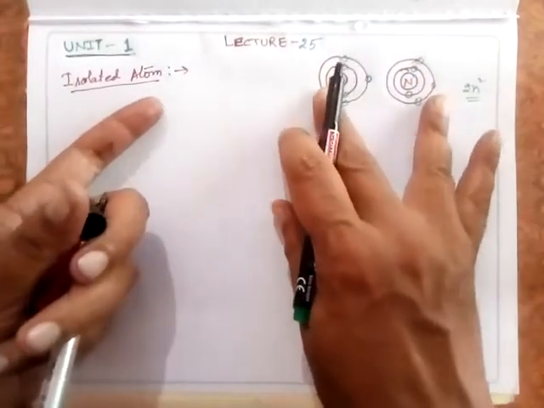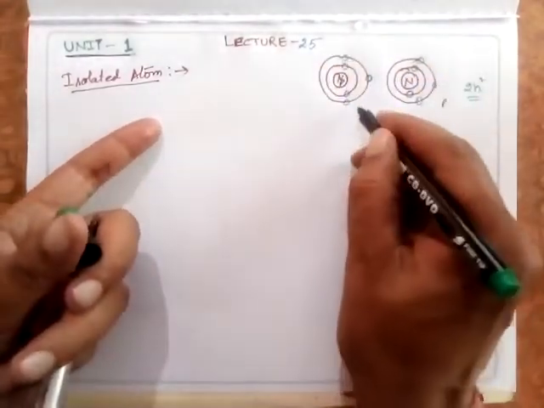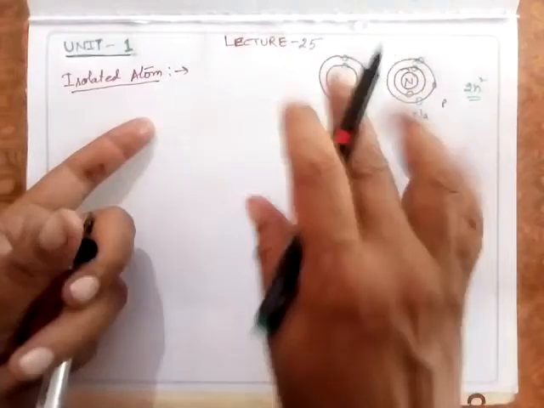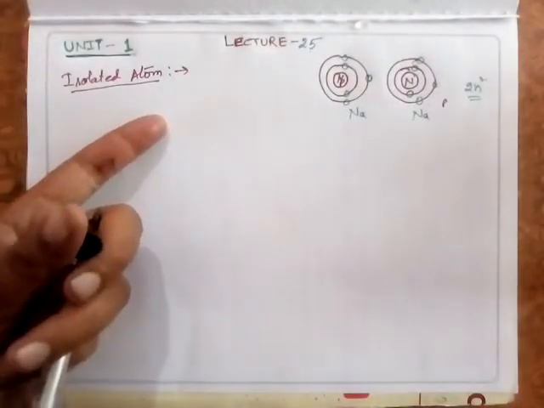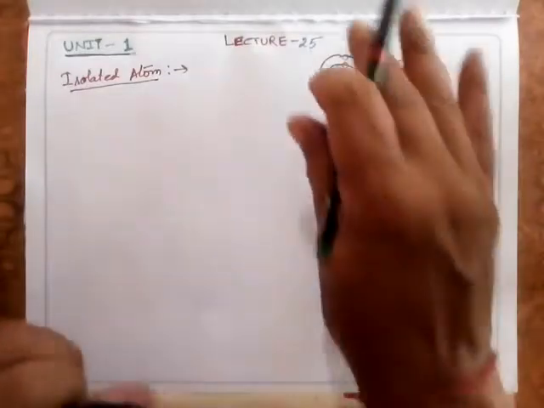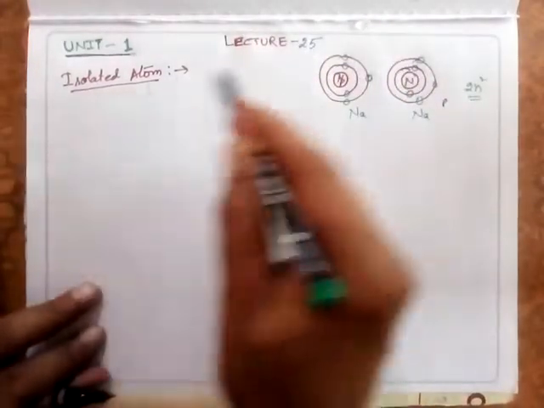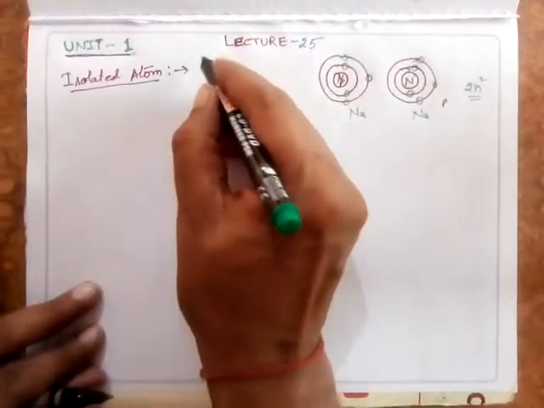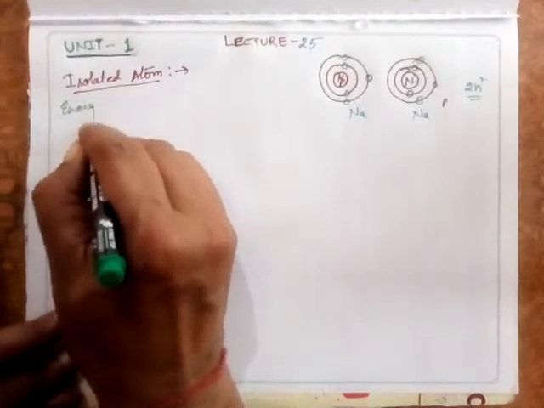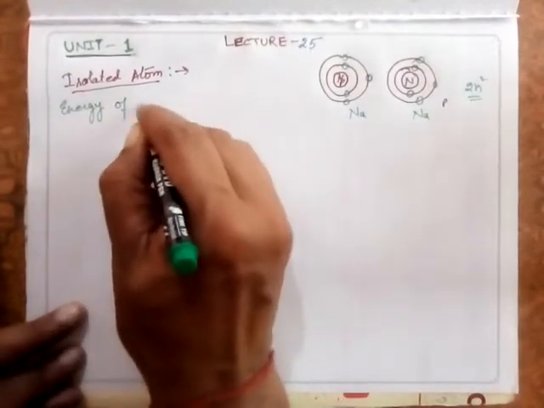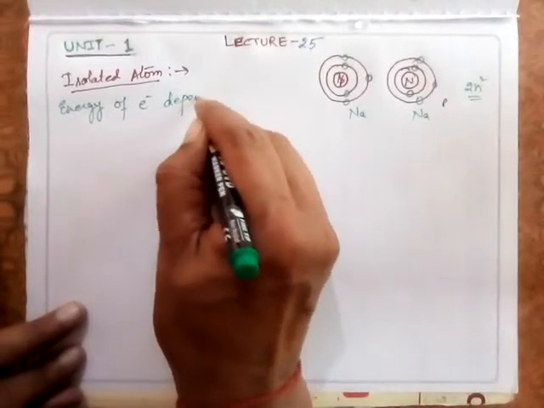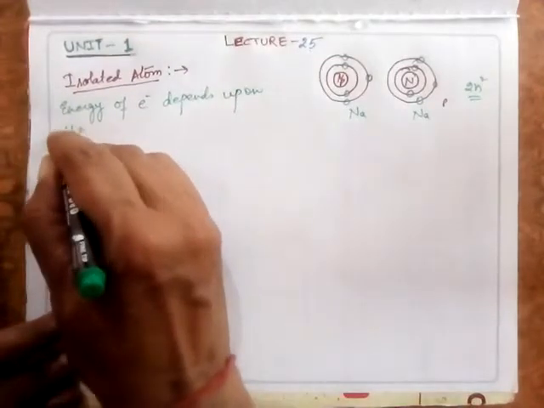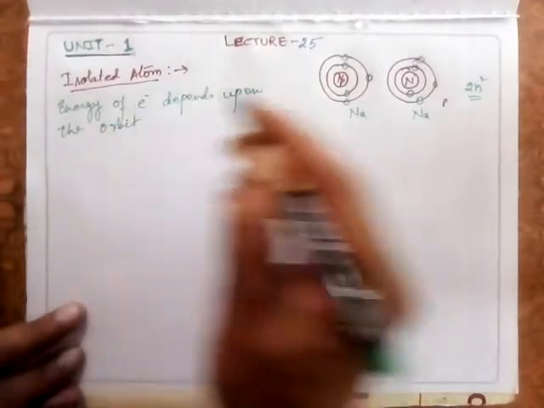So suppose these are two atoms of the same material. Suppose I say that it is sodium. Of course it will have 11 electrons, 2, 8 and 1, but I am showing only this much. Now the point is that the energy of an electron in an isolated atom depends upon the orbit, that is, in which orbit or in which shell it lies.